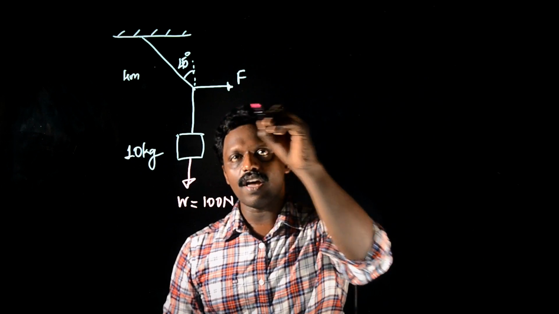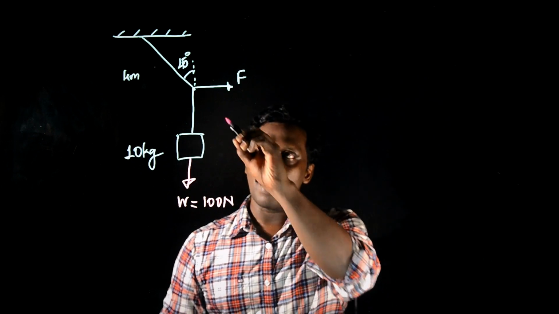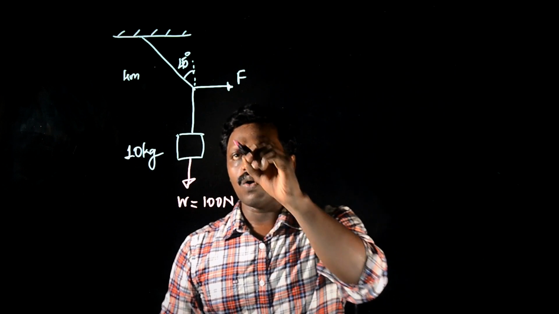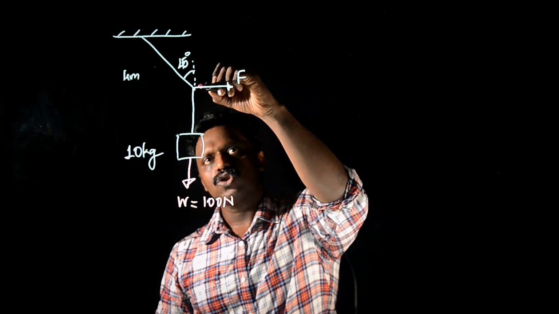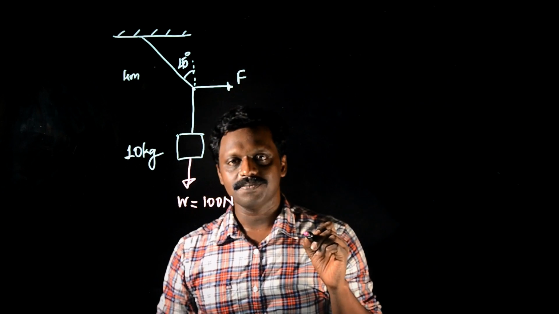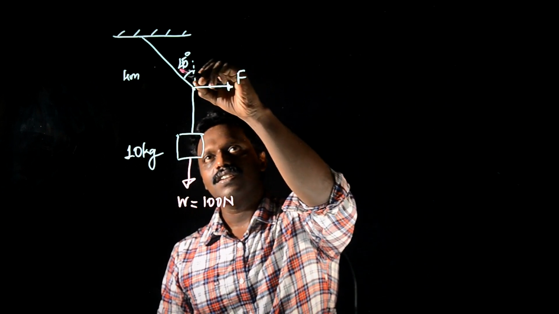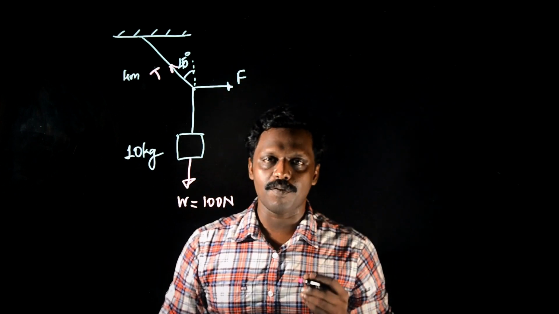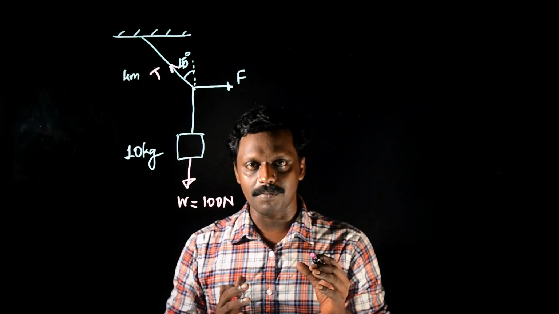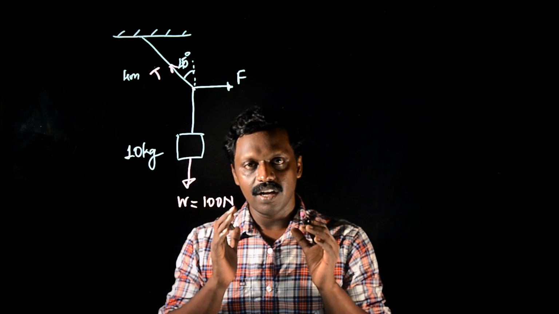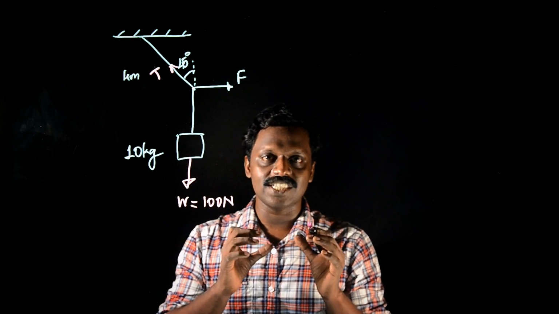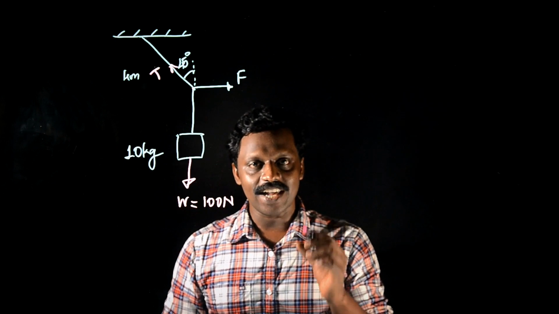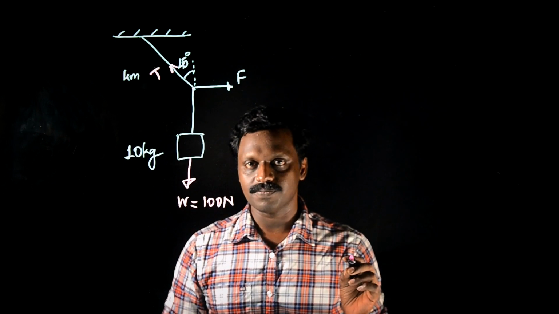Now the force F is applied horizontally and the upper end makes an angle of 45 degrees with the vertical. Now let the tension be T. So if you are considering this point with the concept of mechanics, the tension is directed away from the point of consideration. Always remember, when we take the direction, the tension is always directed away from the point of consideration. This is because tension is a pulling force.